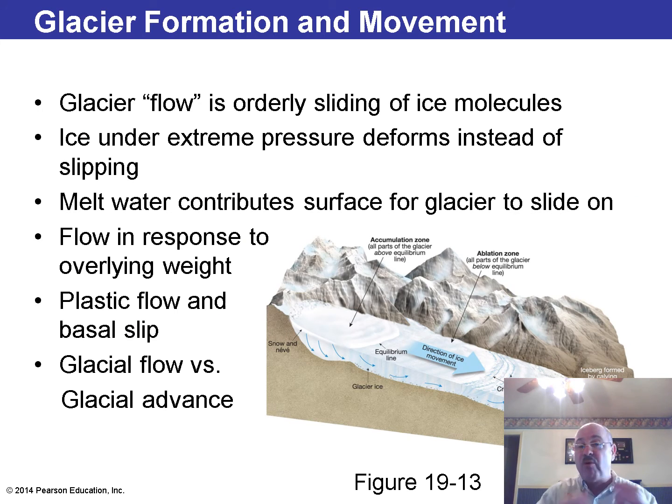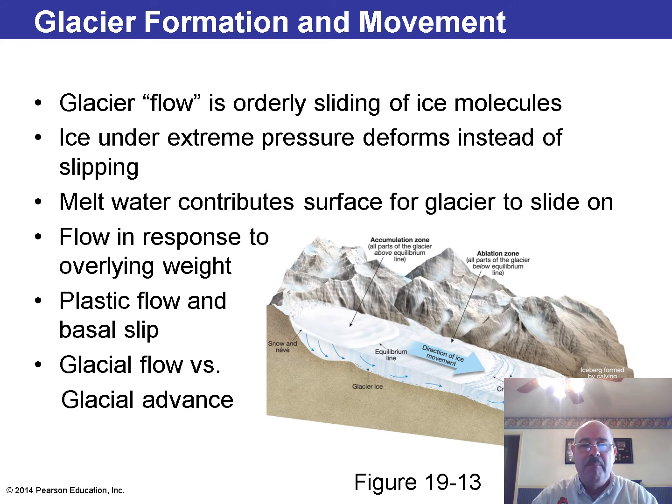All right, now we're back to our glacier formation movement. So we took a quick break, went and did that, now we're back. Glacial flow is orderly sliding of the ice molecules along, right? Ice under extreme pressure deforms instead of slipping, so it can deform and move around.